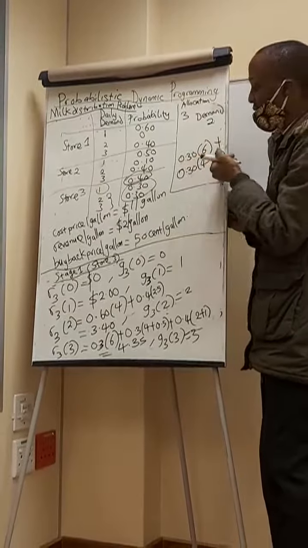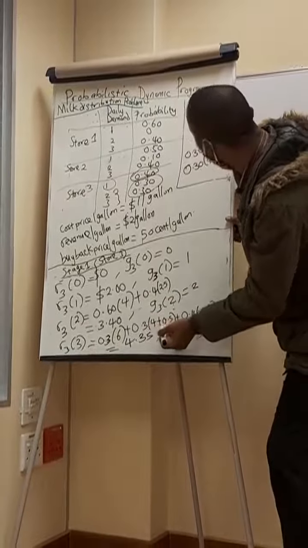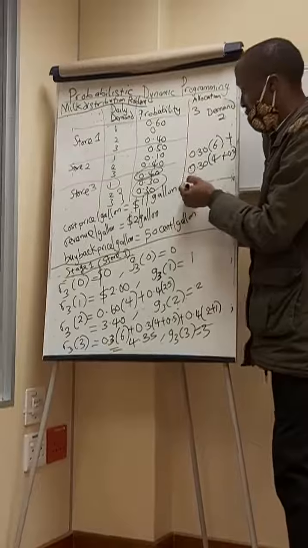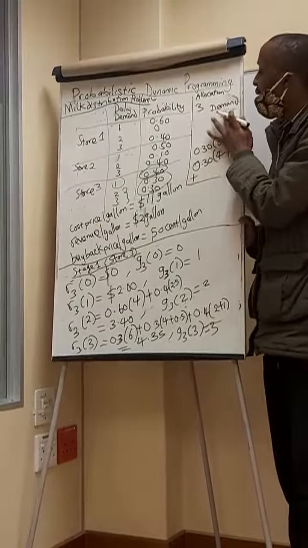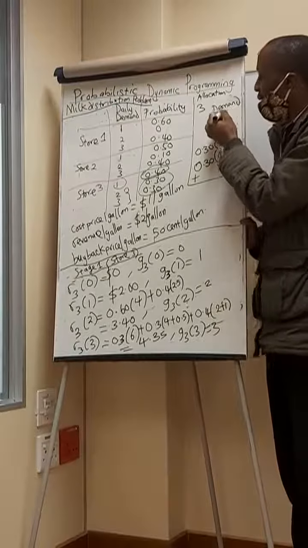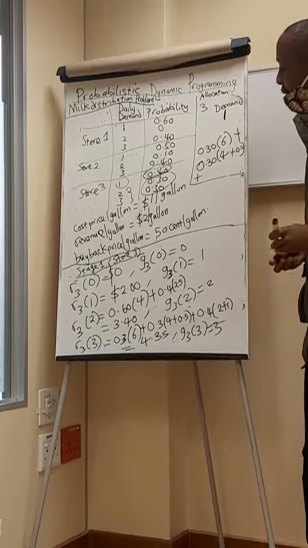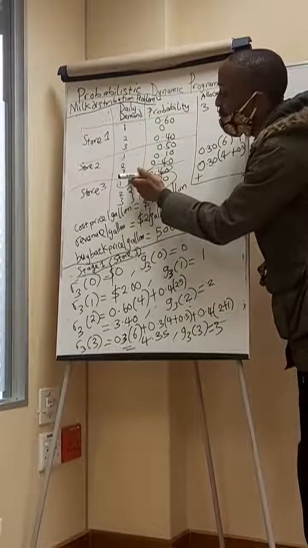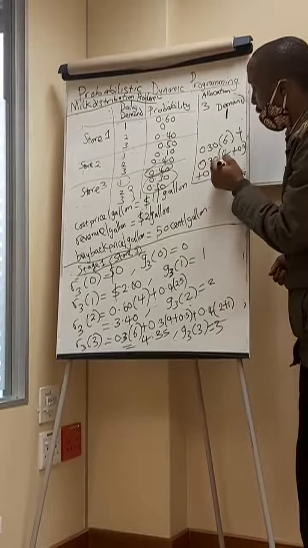So that is what this expression is saying, which is what you are seeing here, which is 0.3 into bracket 4 plus 0.5. Plus, also, if I have allocated 3 to store 3, and the demand could have been 1, what will it look like? There is a 40% chance of having demand to be 1 in store 3. So I need to write it down, 0.4.